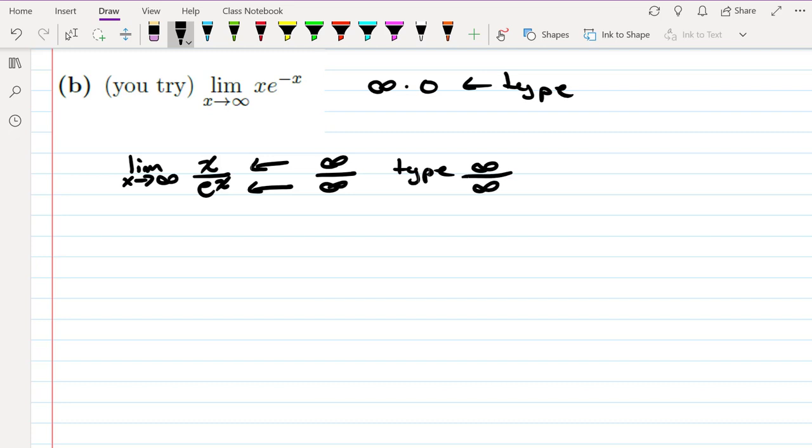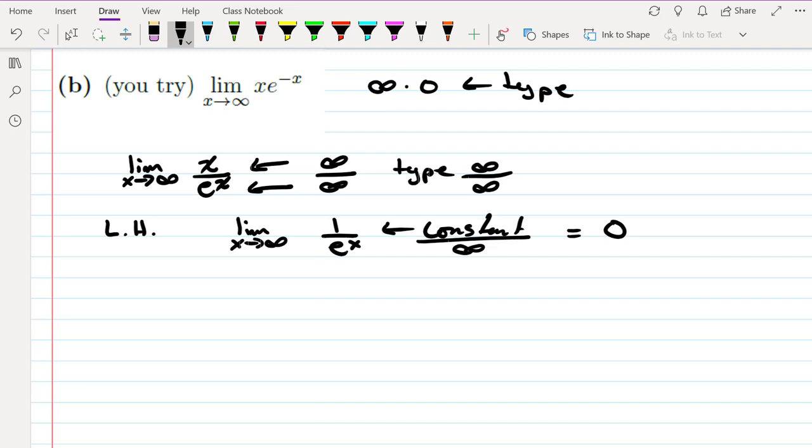So we can apply L'Hopital's rule. But based on what we saw earlier, we have a polynomial versus an exponential. Who's going to win, the polynomial or the exponential? It should be the exponential, but let's verify. By L'Hopital's rule, we get the limit as x goes to infinity of 1 over e to the x. And so then we have a constant over infinity, which will give us 0.